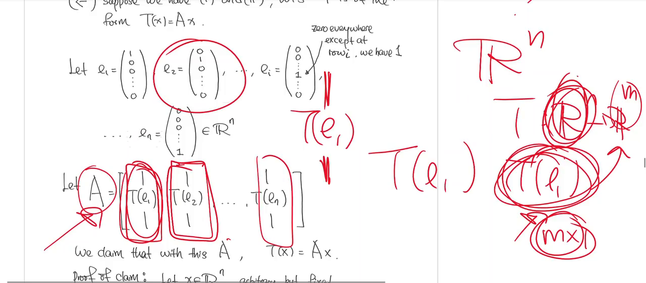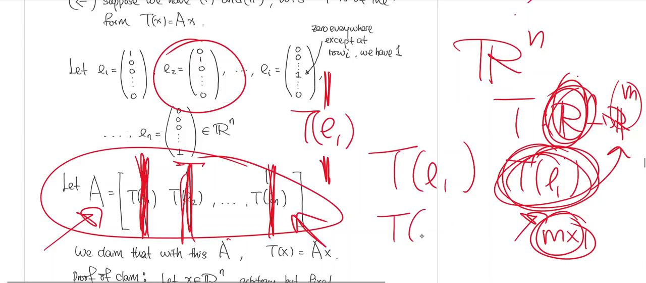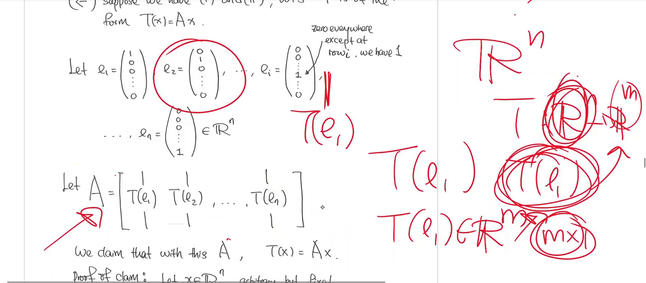So my matrix A is constructed this way. It consists of all these m by 1 column vectors. So we know the size of this matrix. How many rows do we have? T(e1) is in R^m, so we have m rows. So this matrix has m rows, and how many columns? 1 column, 2 columns, all the way to n columns. So matrix A here is of size m by n.